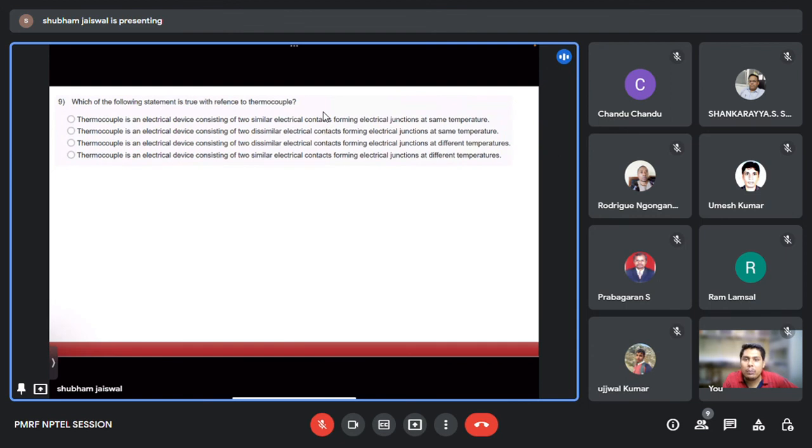Which of the following statements is true with reference to thermocouple? Thermocouple is an electrical device consisting of two similar electrical contacts forming electrical junctions at the same temperature. It is the electrical device consisting of two dissimilar electrical contacts forming electrical junctions at the same temperature, or the two dissimilar metals at two different temperatures, or the two similar contacts at different temperatures. So which of the following is true with reference to thermocouple? Please read it carefully and answer. It's a very easy question.